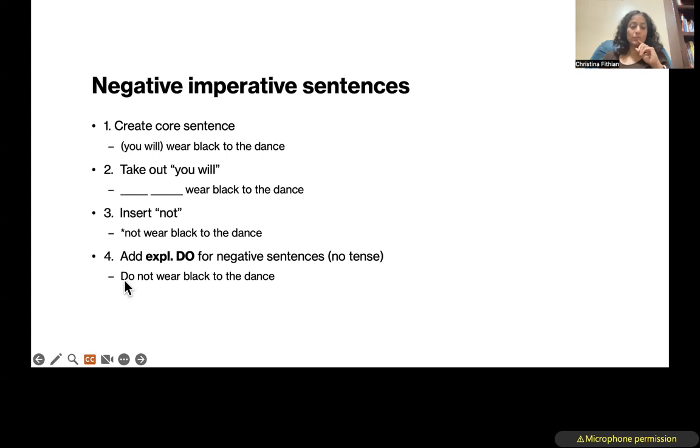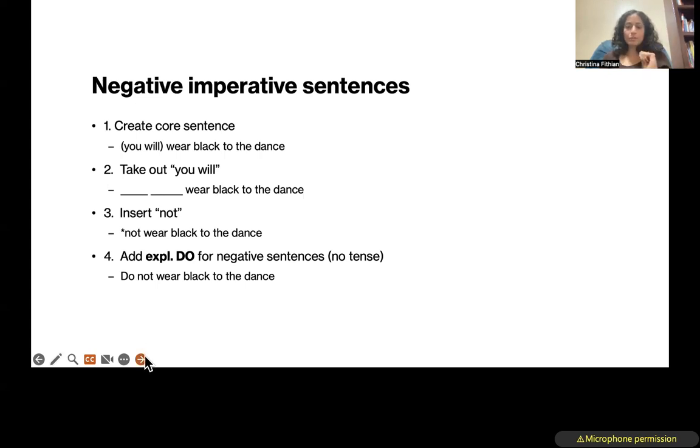So, this is interesting. Do not wear black to the dance. Now, you might be looking at that and saying, okay, well, it sort of looks like it's an infinitival form, right? Yes, do is in infinitival form. That's absolutely right, which means it has no tense. But above that, we're going to write infinitival, and above that, we're going to say expletive, EXPL. So this is an expletive do.